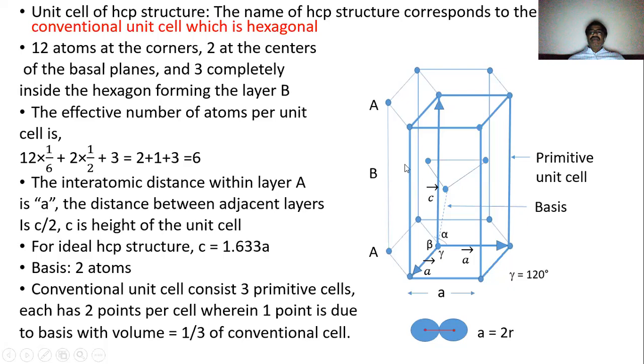And the next one is the three lattice points which are completely the property of this unit cell, which are arranged at the center within the body. So 3 into 1 equal to 3. So in this way 2 plus 1 plus 3 equal to 6. So there are 6 atoms per unit cell. Hence, this is a non-primitive conventional unit cell.